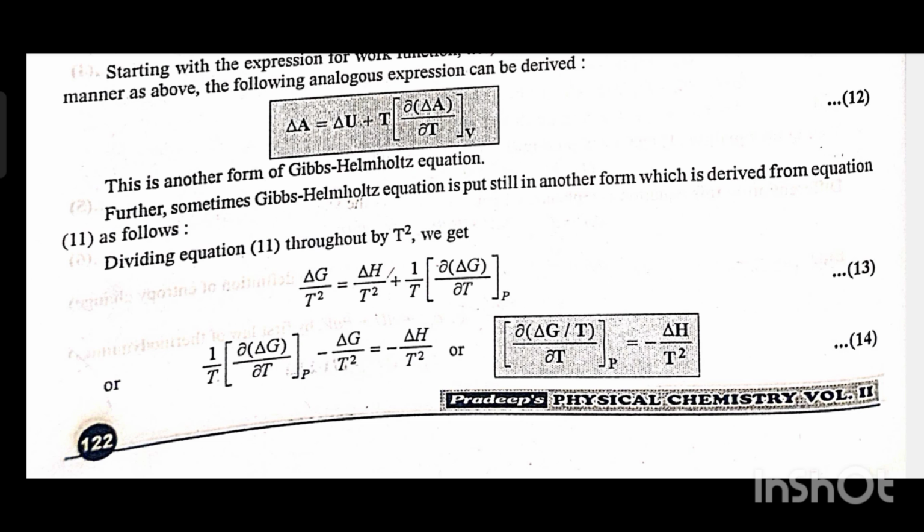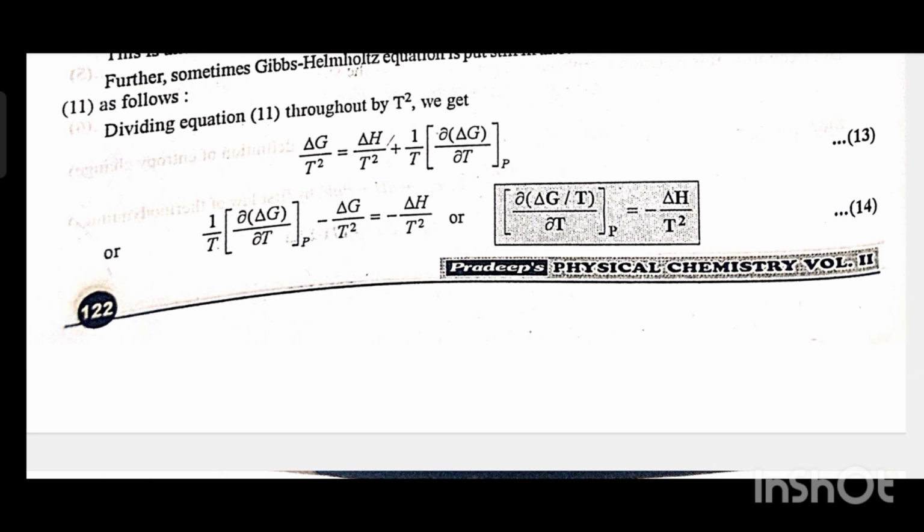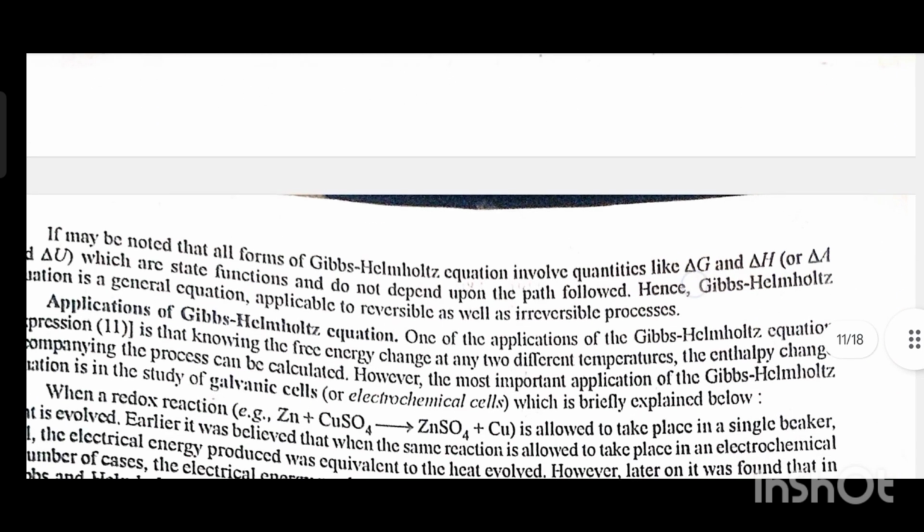Further, sometimes Gibbs-Helmholtz equation is put still in another form, which is derived from equation 11 as follows. Dividing equation 11 throughout by T squared, we get ΔG/T² = ΔH/T² + (1/T)(∂ΔG/∂T) at constant P, equation 13, or (1/T)[(∂ΔG/∂T) at constant P - ΔG/T] = -ΔH/T², or ∂[ΔG/T]/∂T at constant P = -ΔH/T², equation 14.